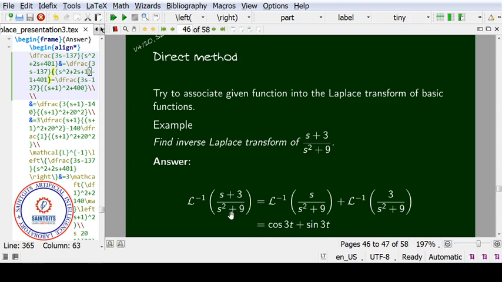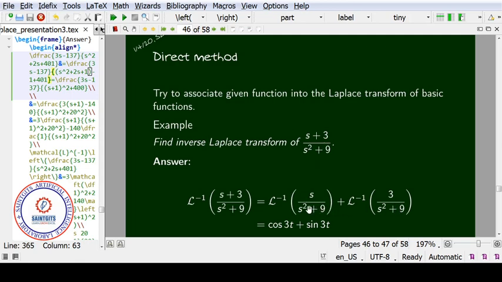L inverse of (s plus 3) by (s square plus 9), because we need the inverse Laplace transform. We split it into small fractions, s divided by (s square plus 9) plus 3 divided by (s square plus 9). That's all. We apply term by term division. Now apply L inverse. L inverse is again a linear operator. So L inverse of the first function plus L inverse of the second function.